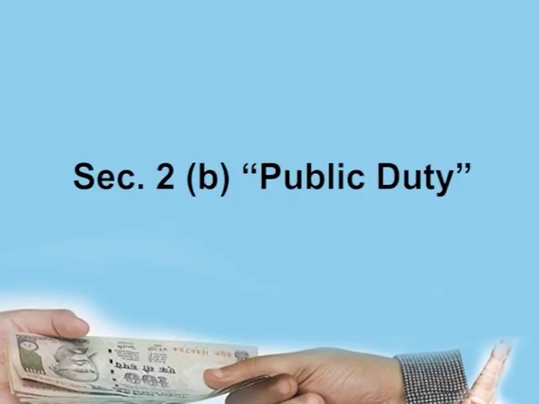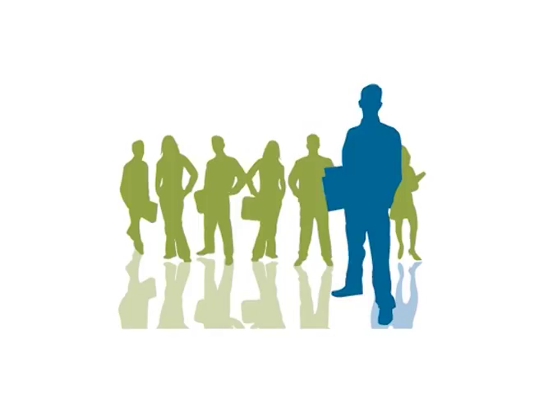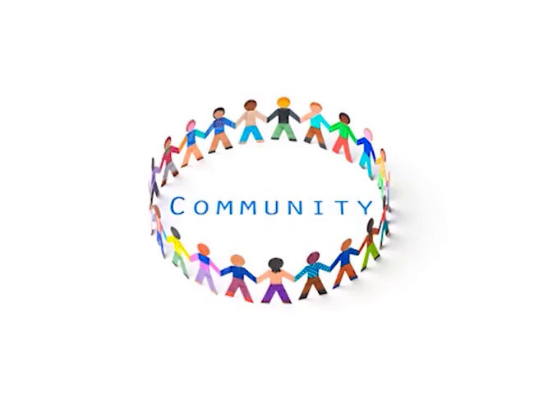Section 2 deals with important definitions of the Act. The first important definition in the Act is Section 2B, that is public duty. It means a duty in the discharge of which the state, the public or the community at large has an interest.